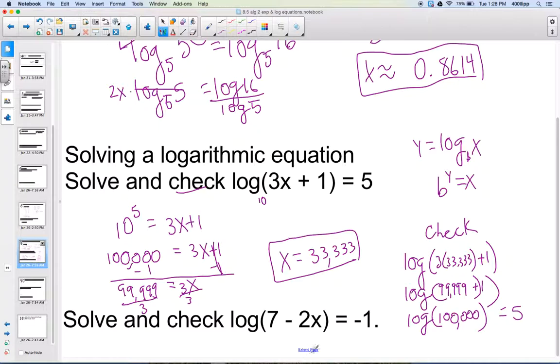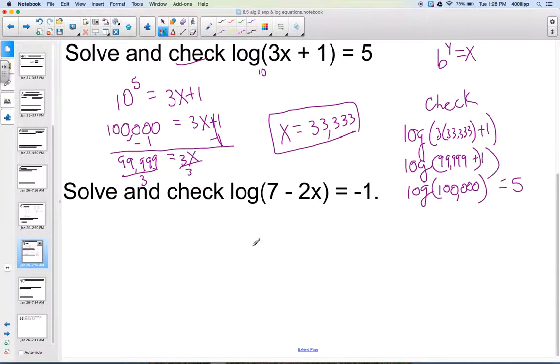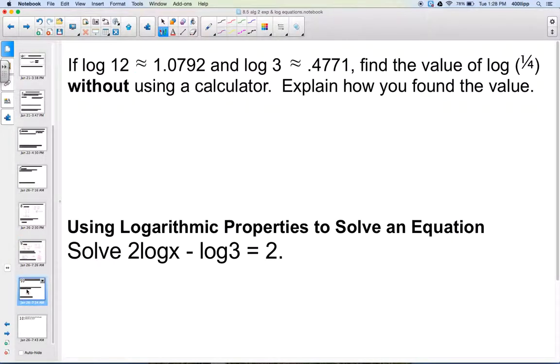Okay, actually we can move on and do another one. If log of 12 is about this amount and log of 3 is about this amount, we need to find the value of log of 1/4 without a calculator and explain how you found the value.